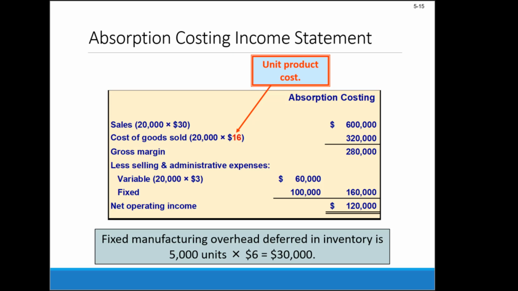If we take a look at an income statement using absorption costing, typically we'd use the traditional format there. The top line sales is no different, 600,000. Now the cost of goods sold: the same 20,000 units we sold, but at a unit product cost of $16 under absorption costing. That leaves us with a gross margin of 280,000. Then we deduct all of our selling and admin expenses, variable and fixed, and we see a total net income of 120,000 on the bottom line.